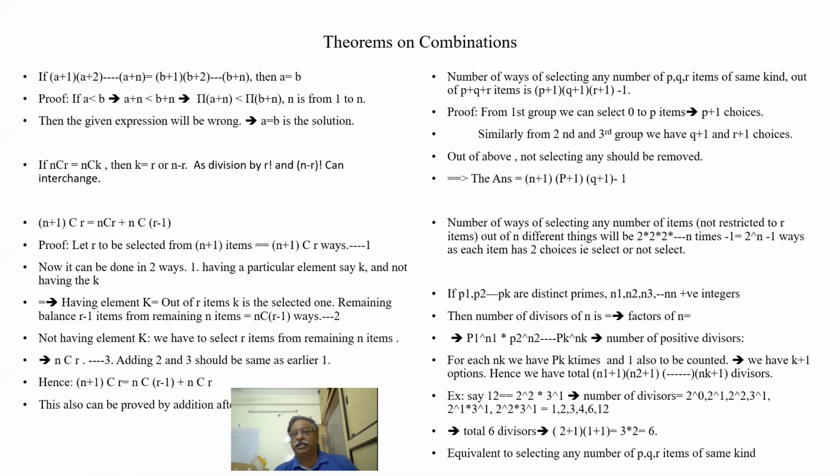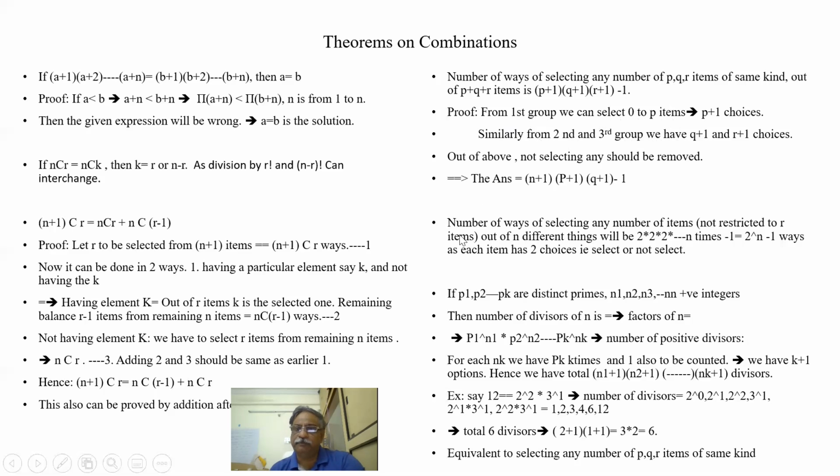But here he is not telling you have to select only R. He is telling you can select any number. So this is how: from the first group we can select 0 to P, from the second 0 to Q, from the third 0 to R. So we multiply by the principle of counting and we reduce this number.